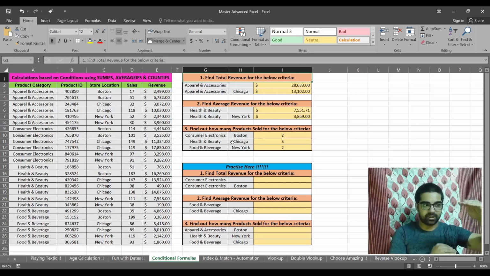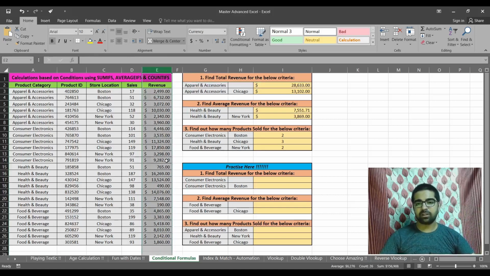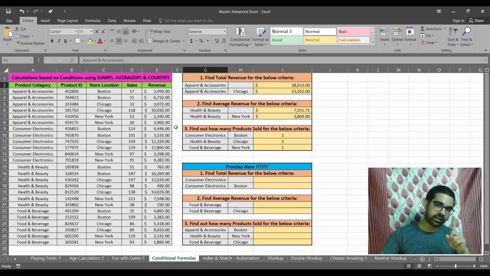If suppose from here to here data is there, you have to do the total of this one, total revenue. This E column is revenue, and from here to here we have to do the sum. On the basis of that we have to do SUMIFS here. Why? Because first we have only one condition. For one condition you can use SUMIFS, and for two conditions you can use SUMIFS also. No problem.